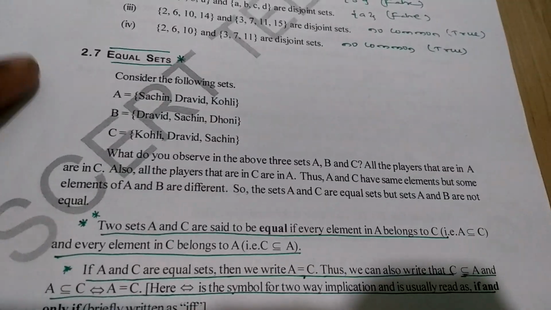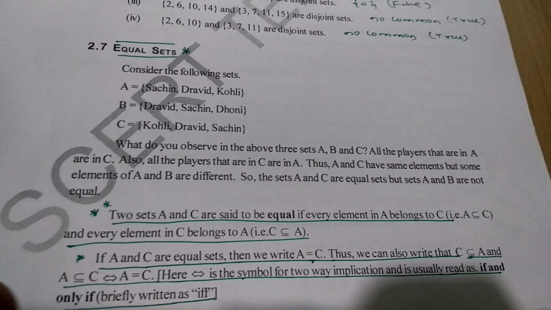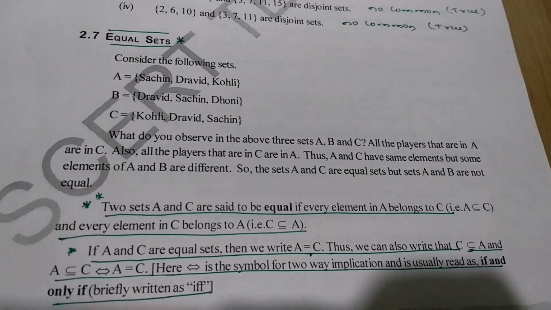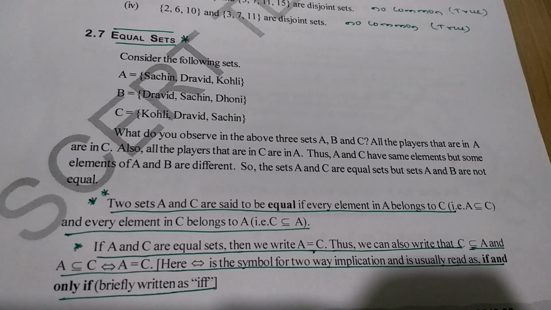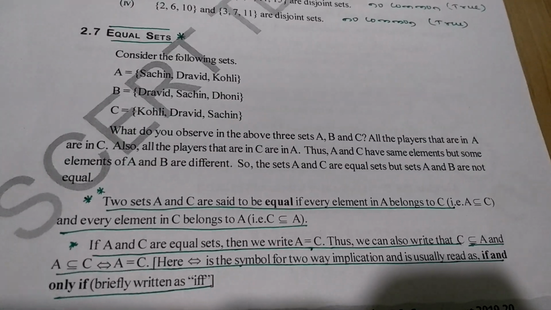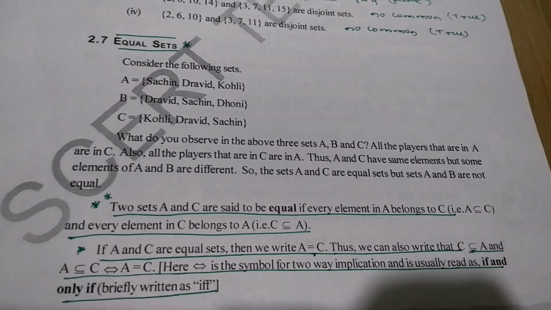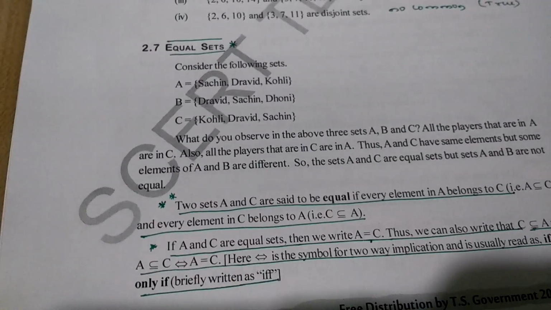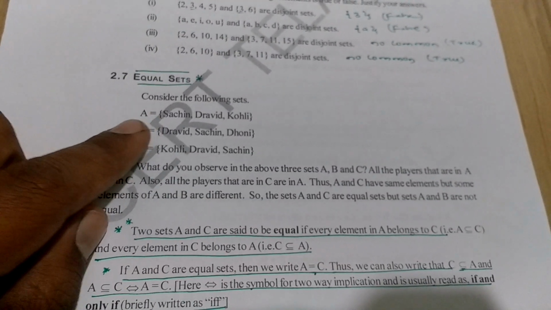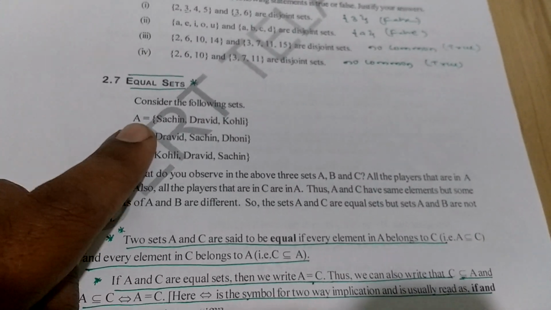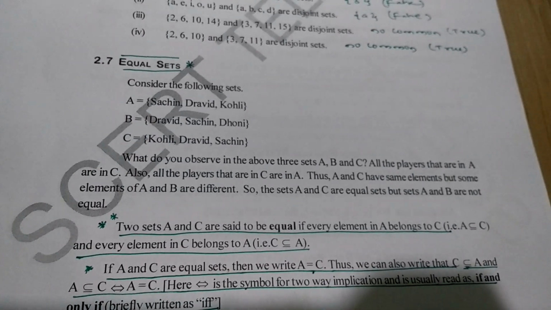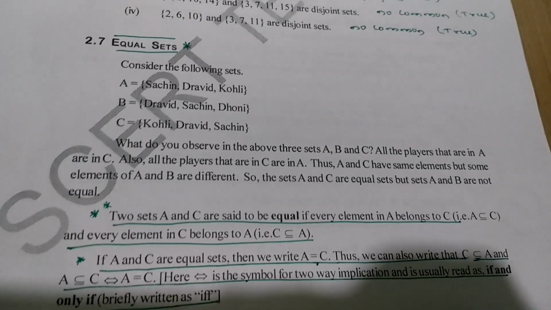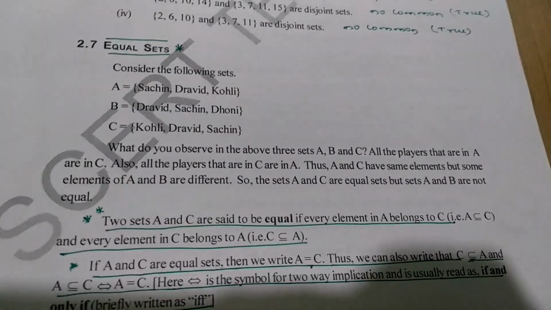In this scenario, you have to remember what equal sets are. Equal sets are the sets you are comparing where the elements should be the same in the same sets. Whenever you are comparing more than two sets, the elements present in set A, set B or set C should be the same. Then only we can say that those sets are equal sets.